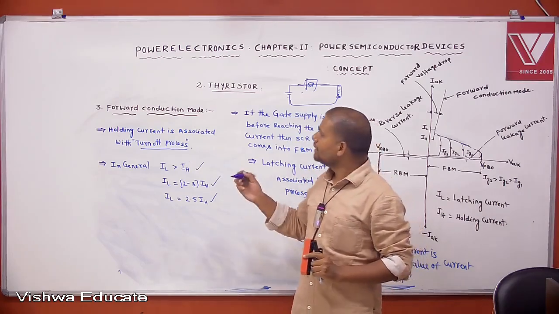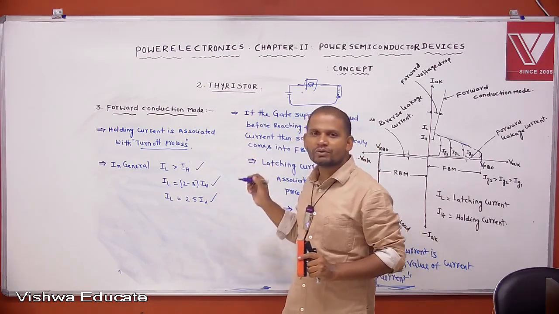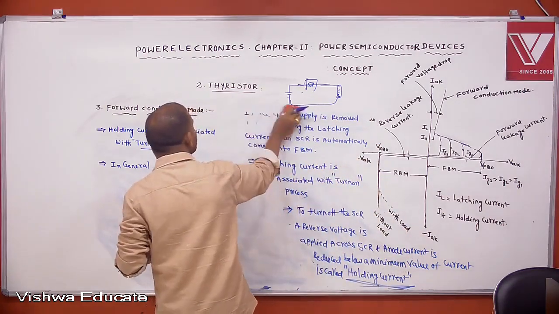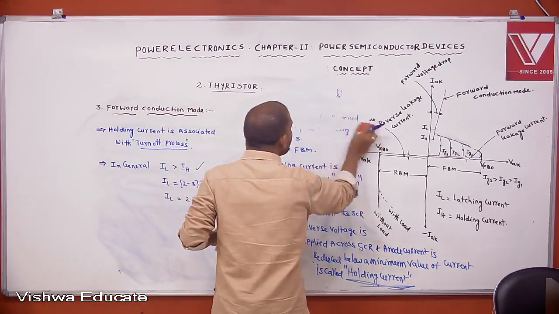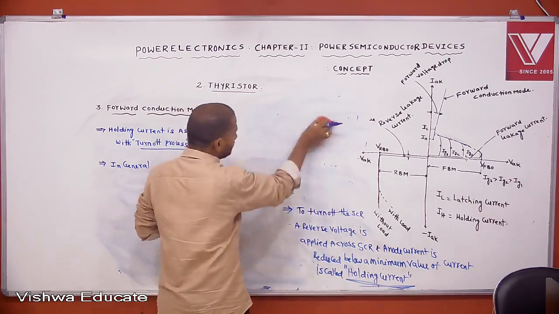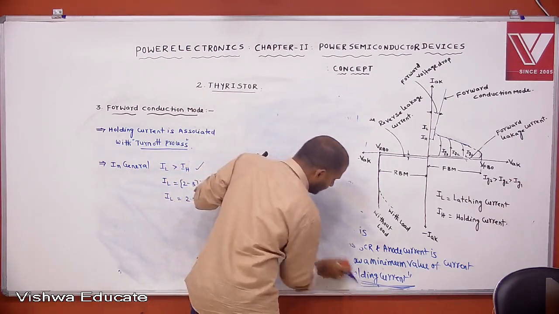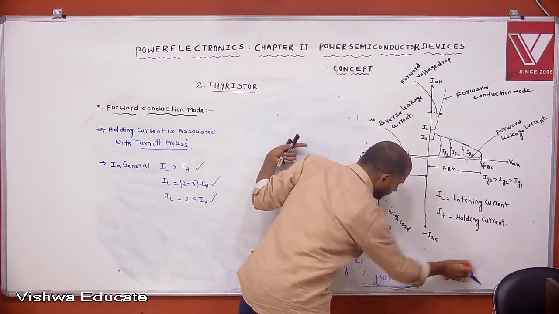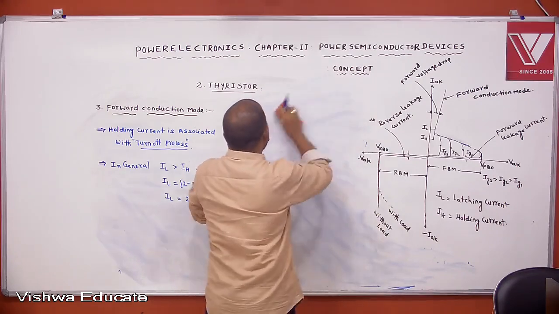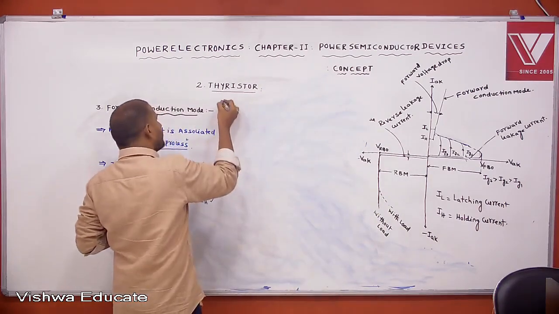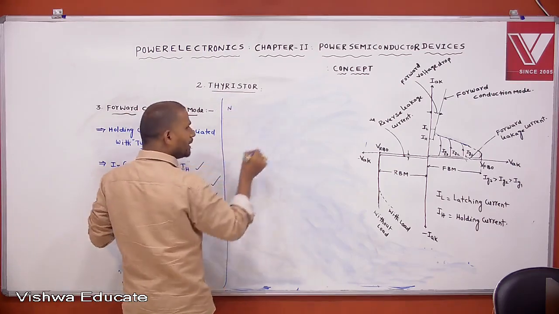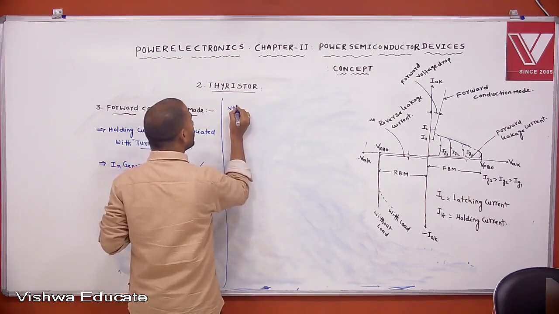Clear? Before going to the next concept with respect to thyristor, I want to make some notes with respect to the static VI characteristics I discussed. Remember these as a note. Some important points, along with the many points already given.